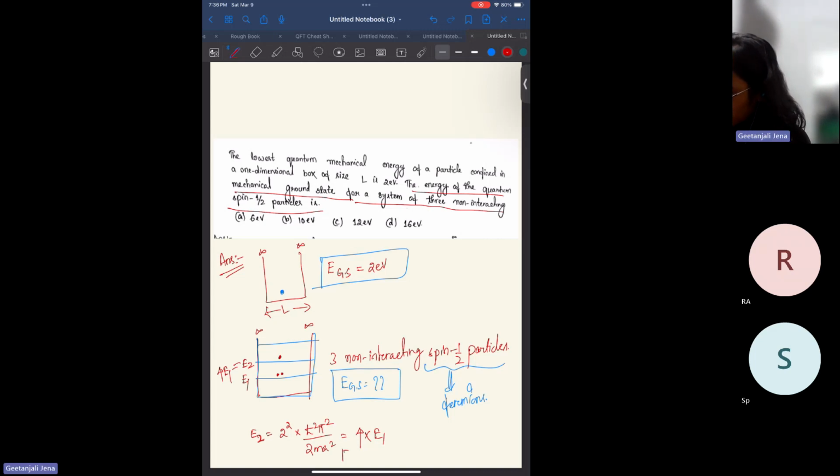So the ground state energy will be 2 times E1, because there are 2 particles in the E1 state, and there is 1 particle in the E2 state. So this is 1 into 4E1. That means this is nothing but 6 times E1. And E1 is given, this is the ground state energy. It is given here.